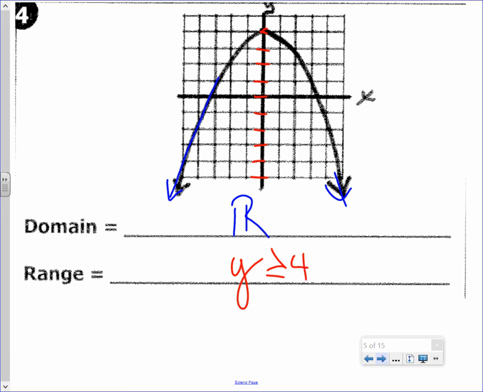Well, the maximum is right here, huh? So y can't be bigger than 4. It's got to be equal to or less than. Less than. So let me change the Pac-Man. Less than or equal to, we're rocking and rolling.